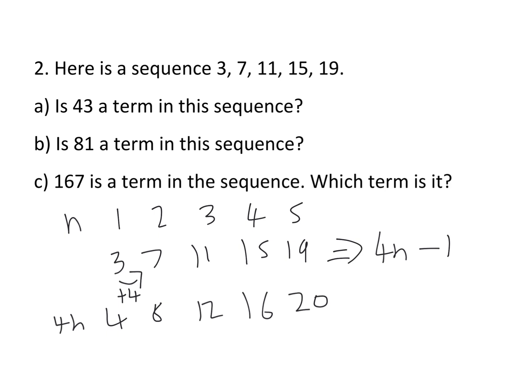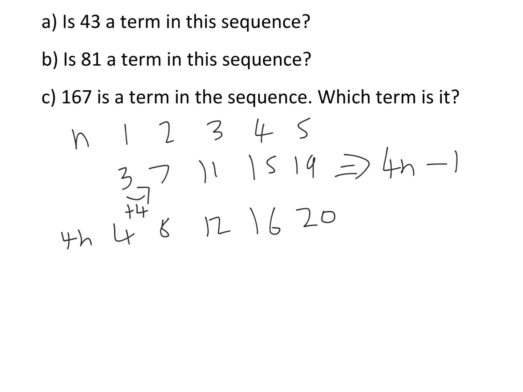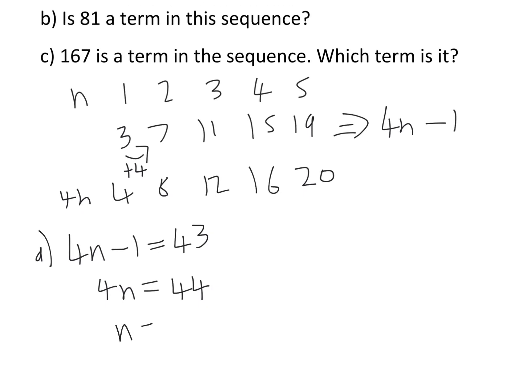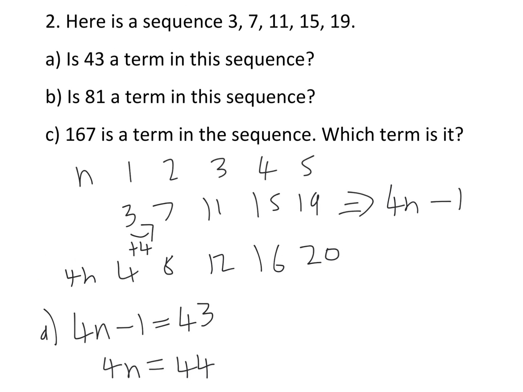So we're going to use that to answer A, B, and C. If 43 is in the sequence, then we should be able to find out which term it is. So we could put the nth term equal to 43, and then we get 4n minus 1 equals 43. If we add 1 to both sides, 4n is 44. And then we could divide 44 by 4 to get n as 11. So it's the 11th term. So is it a term in the sequence? Yes, it definitely is, because we know it's the 11th.